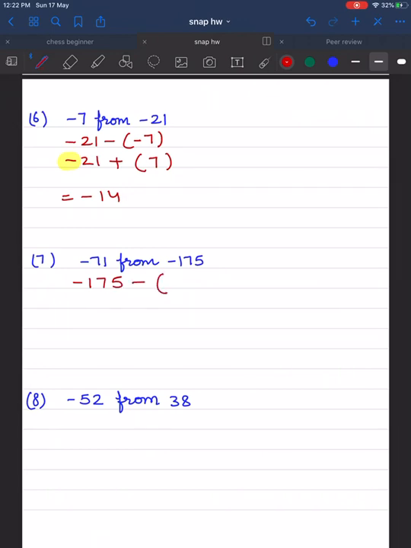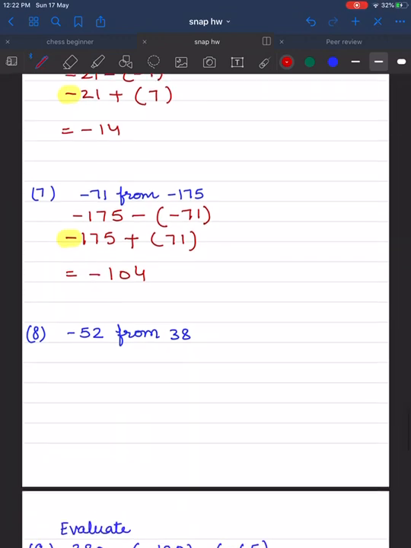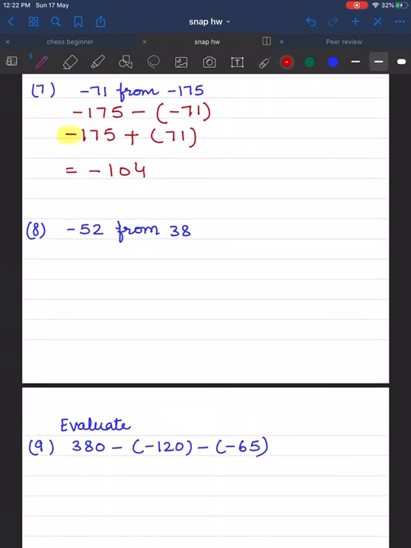Now next is subtract minus 71 from minus 175. So I write minus 175, then I put a subtraction sign and then I write the first integer, which is minus 71. The first integer I write as it is. Now I change the subtraction sign to an addition sign and I take the opposite of minus 71, which is plus 71. Now the two integers have opposite signs, so I find the difference of their absolute values. So 175 minus 71 is equal to 104. Now the greater absolute value has a minus sign with it, so I put a minus sign in the answer. So I get minus 104.